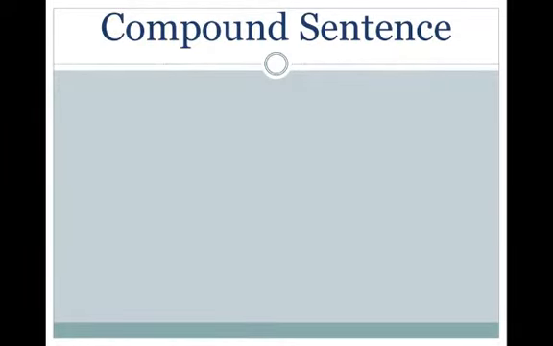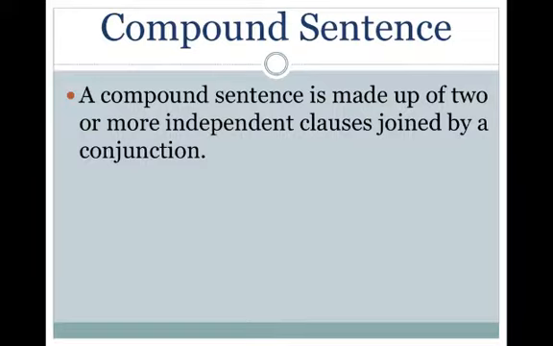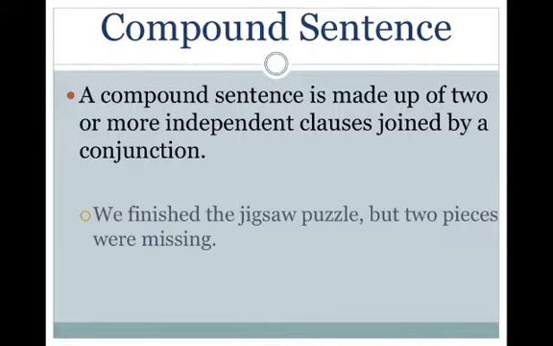Compound sentence. A compound sentence is made up of two or more independent clauses joined by a conjunction. For example, we finished the jigsaw puzzle, but two pieces were missing. The conjunction but joins the two independent clauses.